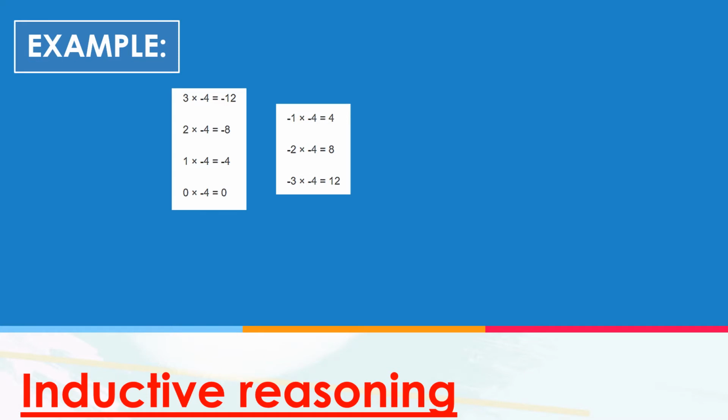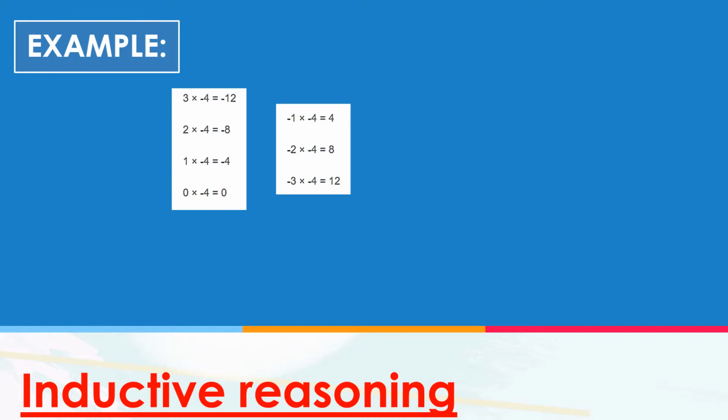So the given are 3 times negative 4 equals negative 12. 2 times negative 4 equals negative 8. 1 times negative 4 is negative 4. 0 times negative 4 equals 0. Negative 1 times negative 4 equals 4. Negative 2 times negative 4 equals 8. Negative 3 times negative 4 equals 12.